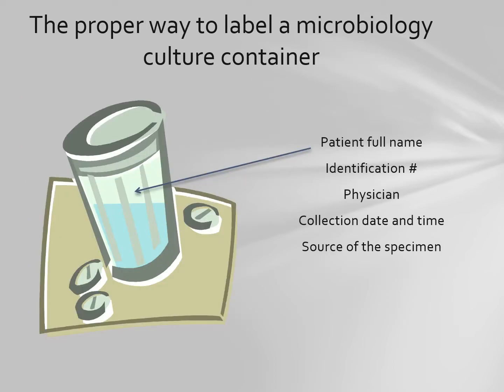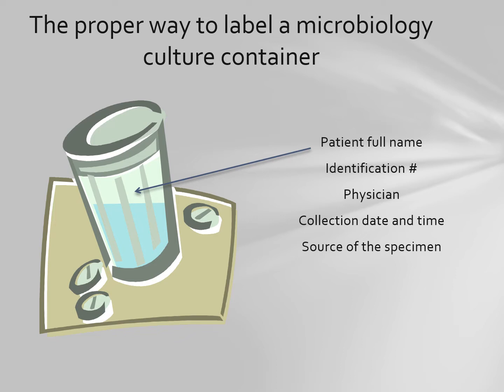So here's a proper way to label a microbiology culture container. First of all, on the container itself, not the lid, we want to put the patient's full name. Middle initial, of course, is optional. The identification number or the hospital ID number or accession number needs to be on that sample. We want the name of the physician. First and last name of the doctor is actually pretty helpful because sometimes you can have doctors in the same town that are related and have the same last name.